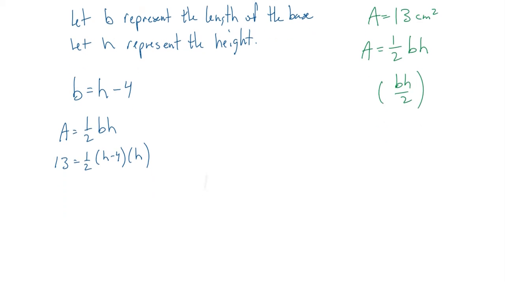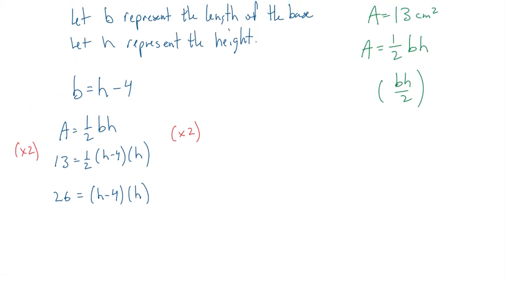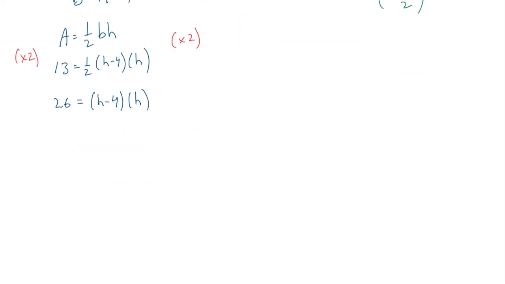Okay. The easiest thing to do here when I have a fraction is multiply both sides by 2. And 13 times 2 is 26. And that gets rid of the half. So even if you had used the other equation, base times height divided by 2, you would multiply by 2 to clear that fraction. Okay. So that's the trick for this one. Now I'm going to expand on the right. h times h is h squared, minus 4h, and move the 26 over because I have to have this equal to 0.